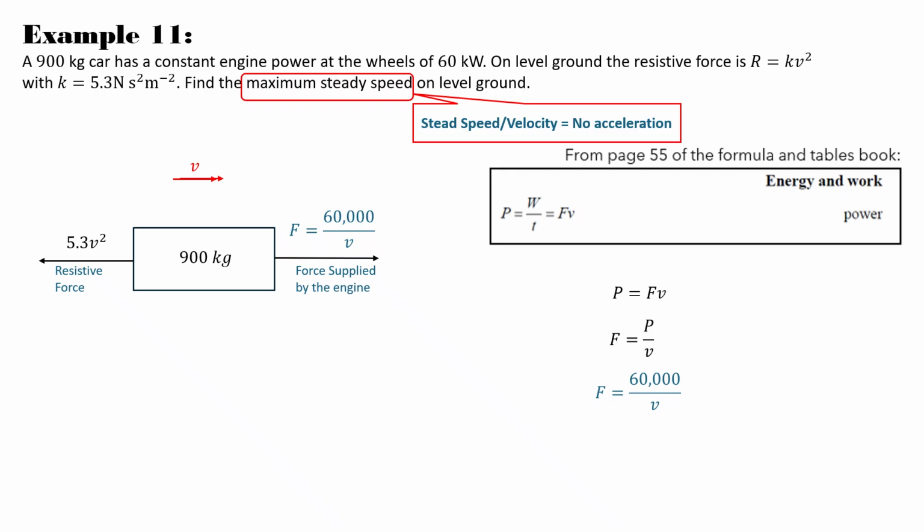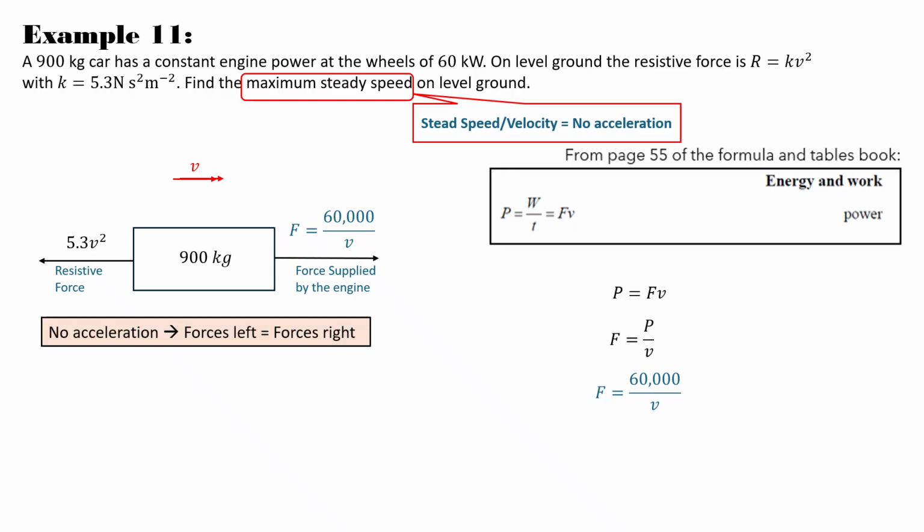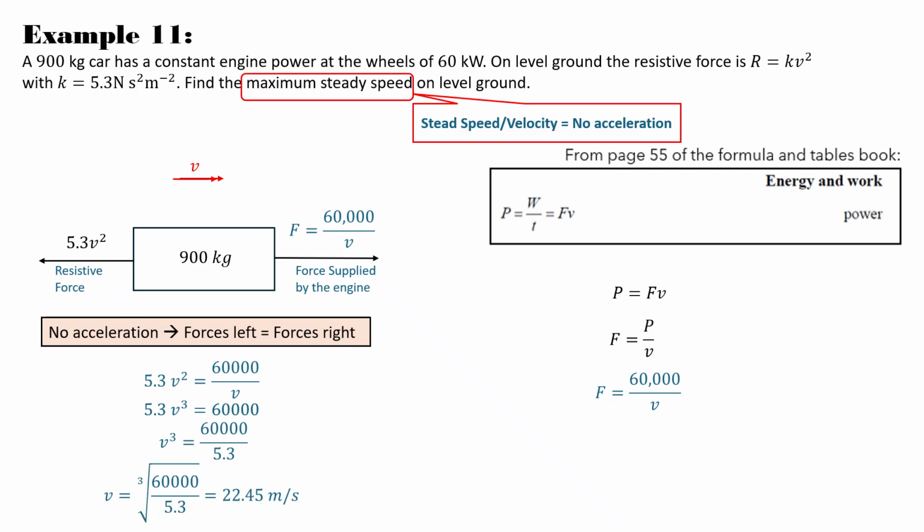Now, because we're dealing with steady speed, we know there's no acceleration, which means forces to the left must equal forces to the right. That gives us 5.3 V squared is equal to 60,000 over V. Multiplying both sides by V, I get 5.3 V cubed equals 60,000. So V cubed is equal to 60,000 divided by 5.3, and that works out as 22.45 meters per second. Going back to your force diagrams will always help you make better sense of these questions.